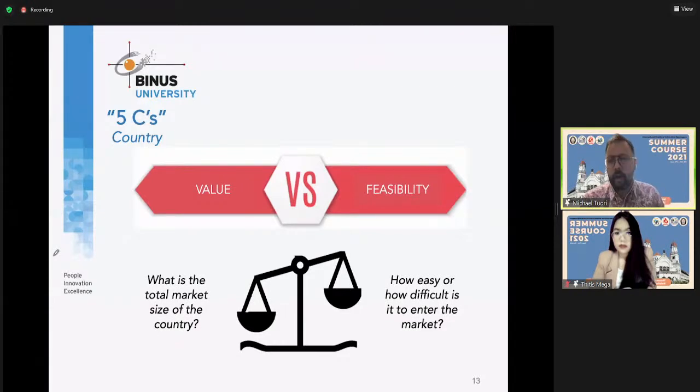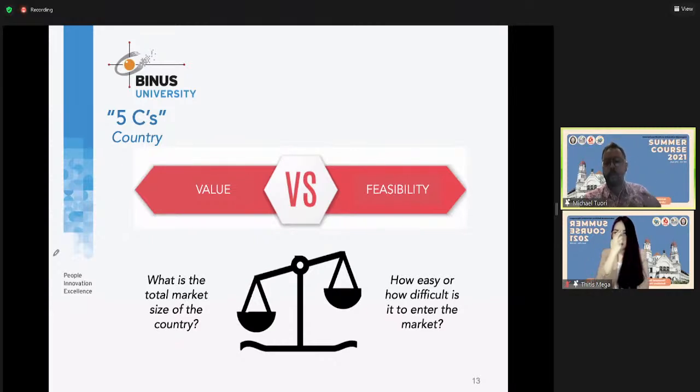If we look at value, China is a very high value market. They have a huge population. It's a fast growing economy. Their spending power is increasing. There's like 1 billion people. Singapore only has about 5 million people. They have a high per capita purchasing power, but it's a small market. So the value is a bit lower in Singapore and high in China. So China is very attractive.